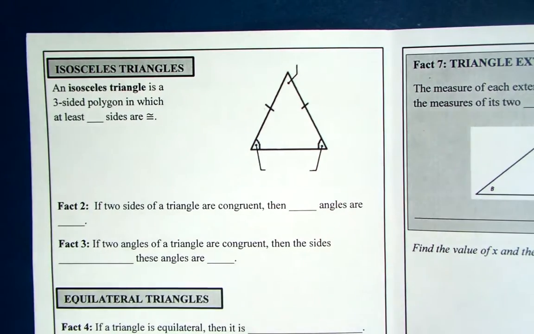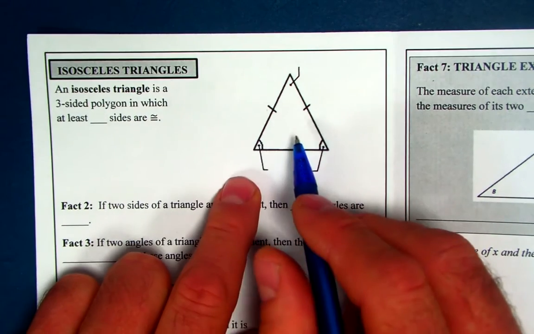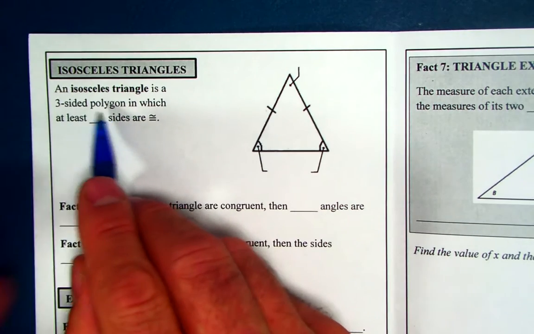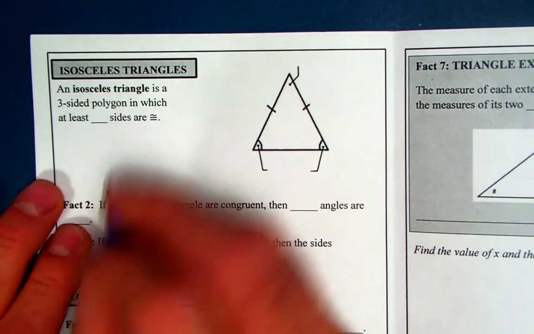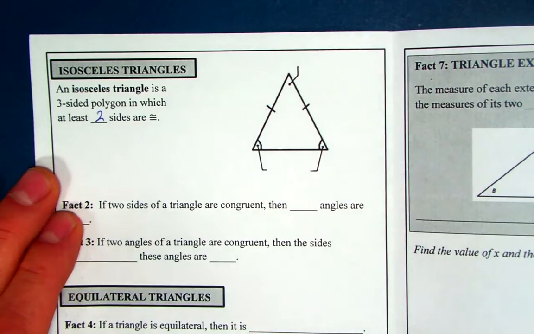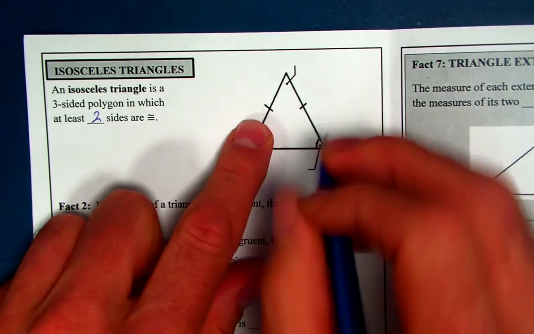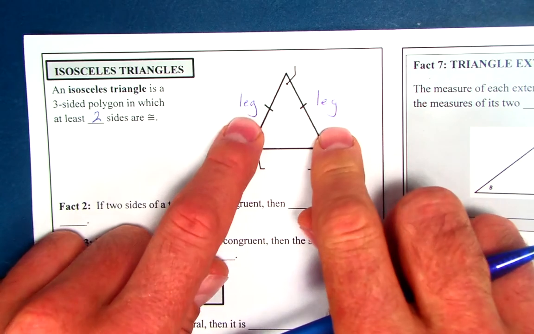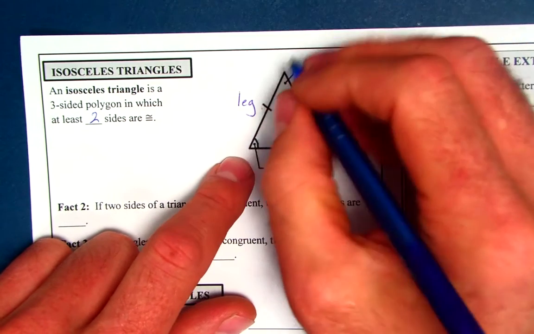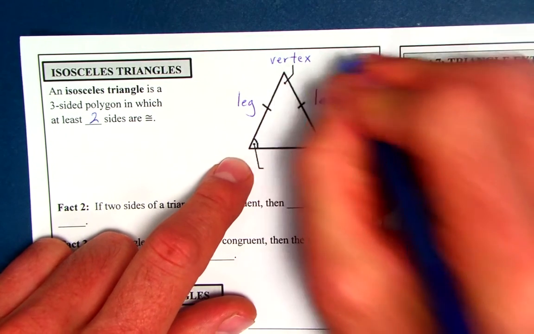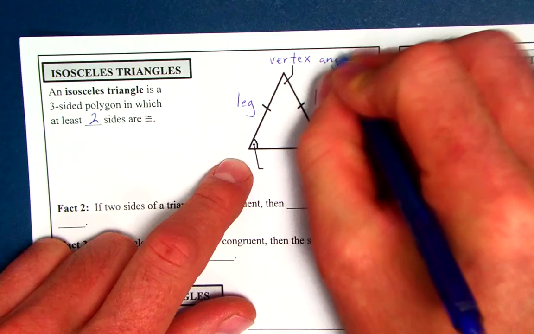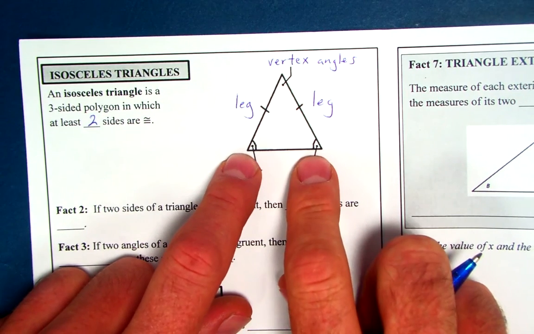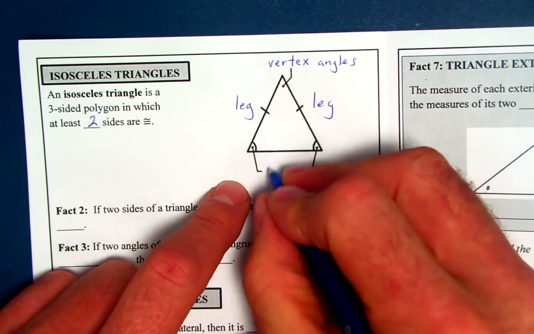All right, so some other terminology with triangles. An isosceles triangle is a 3-sided polygon. All triangles are 3-sided polygons, but an isosceles triangle is one in which at least 2 sides are congruent. We call those sides the legs, because those 2 legs are the same. We call this the vertex angle, the one that's between those 2. And these 2 angles at the bottom, opposite the vertex angle, are called the base angles.